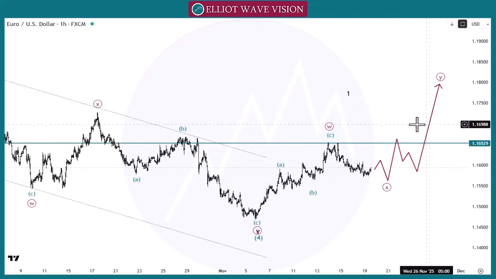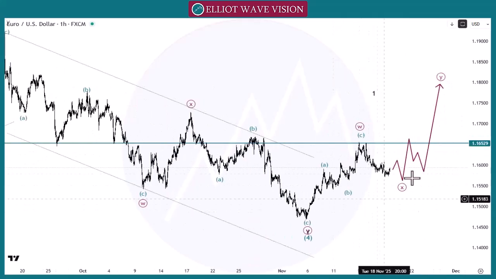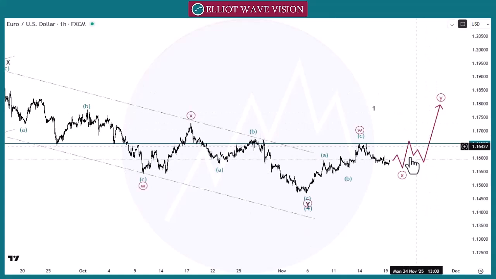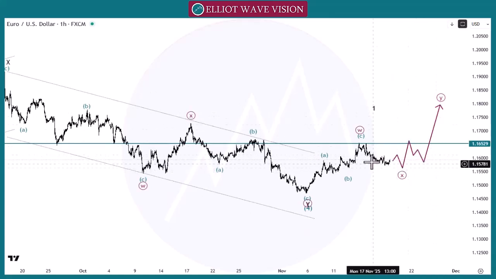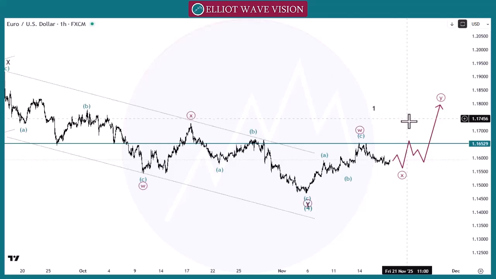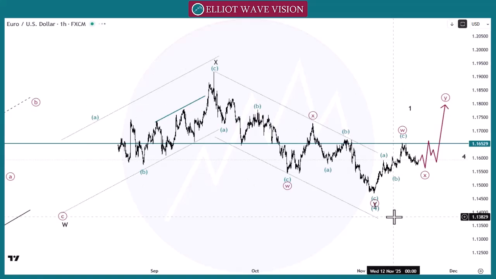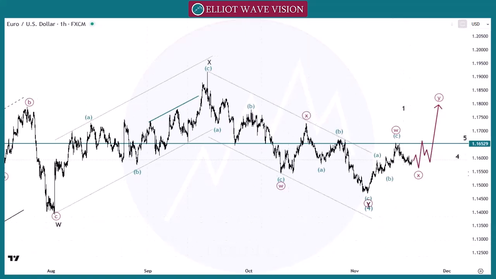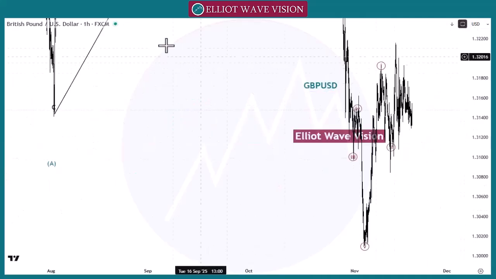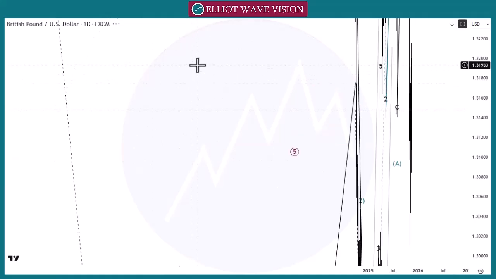So for the Euro USD, we are looking for the bullish move after this correction as WXY or as 1, 2, 1, 2, 3, 4, 5, 4 and 5. So let's check the possibility in the next pair, British pound in the daily time frame.